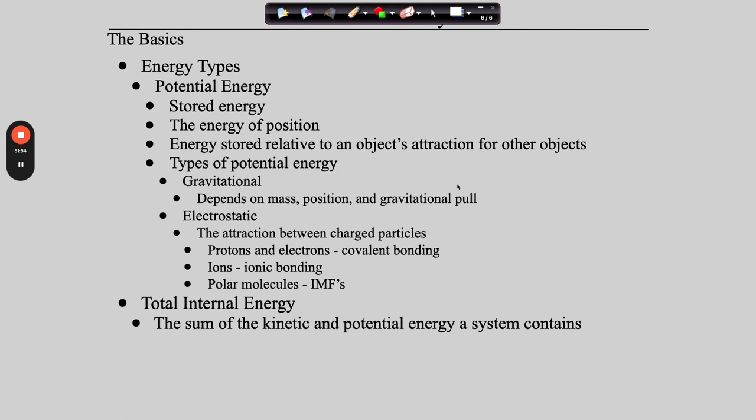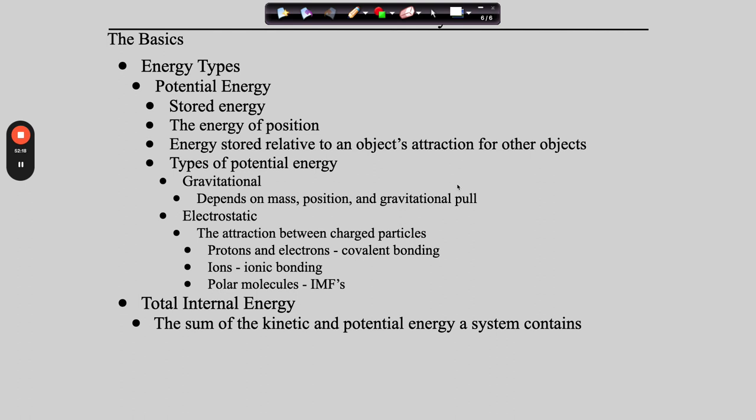Let's bring this together. So here's what we know. We've got kinetic energy, which is the energy of motion. We have potential energy, which is stored energy. In this class, we store energy between charged things. Then, guys, we talk about the total internal energy of a system, and that is the kinetic and potential energy, the sum of those for that system. Is that okay? Okay. This one's going to go a little quicker.